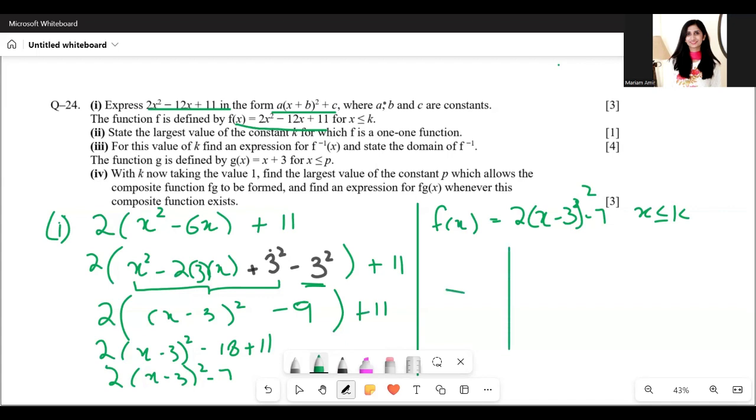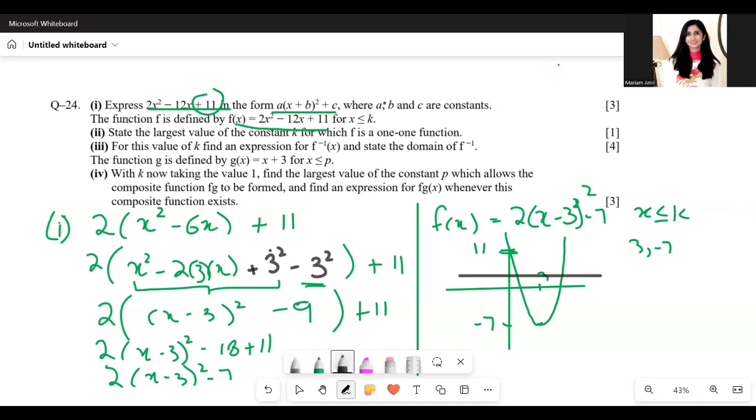Let's sketch it first. The turning point is going to be (3, −7). So 3 here, −7 here. We make a U-shaped graph which passes through 11. So something like this. This is not a one-to-one function because the horizontal line test fails, as the horizontal line cuts this graph at 2 points.